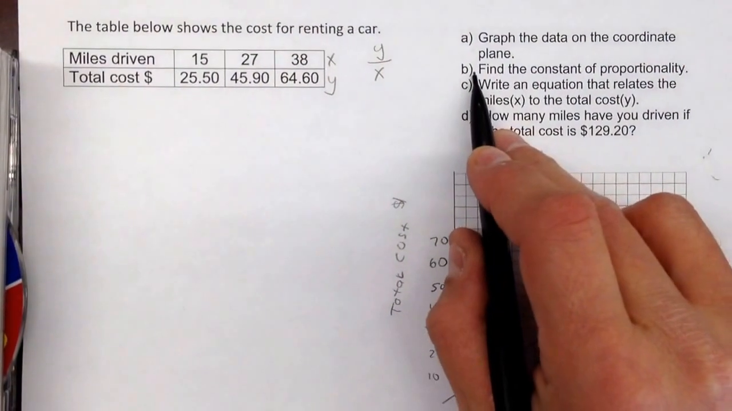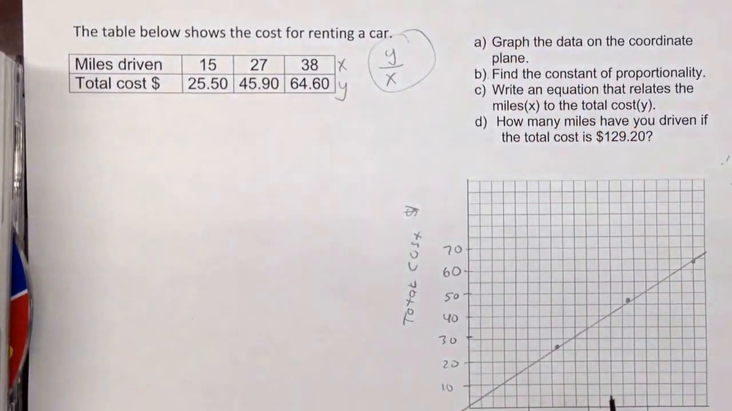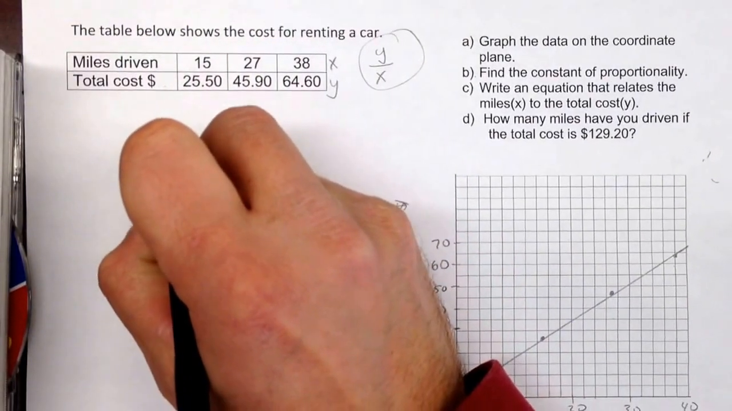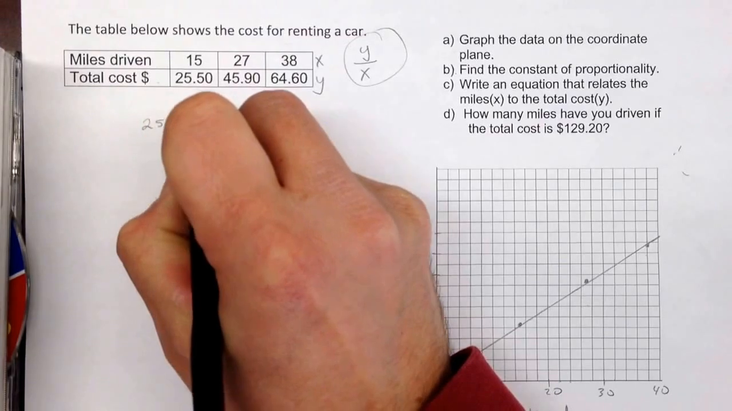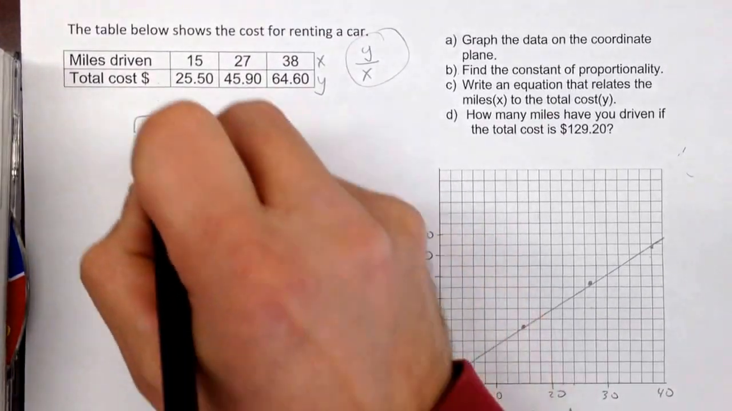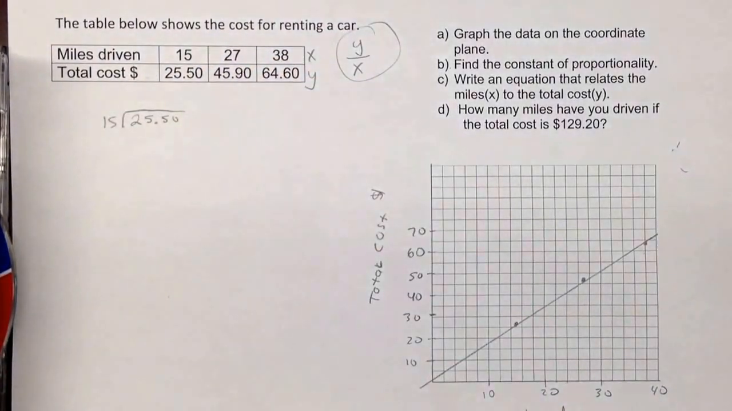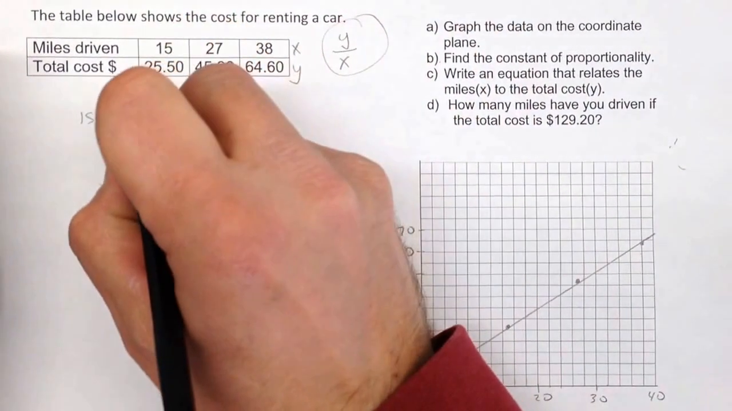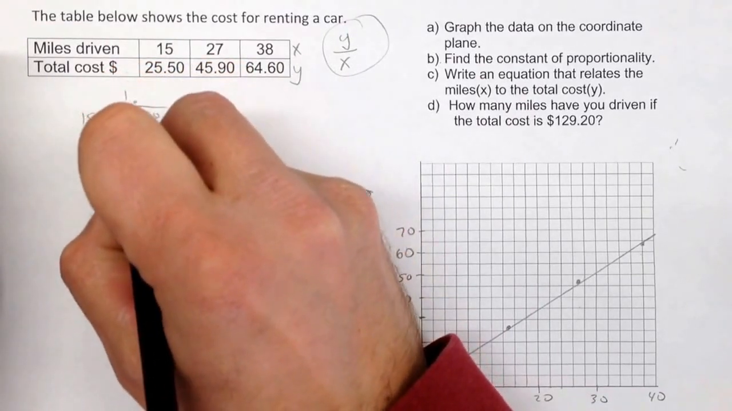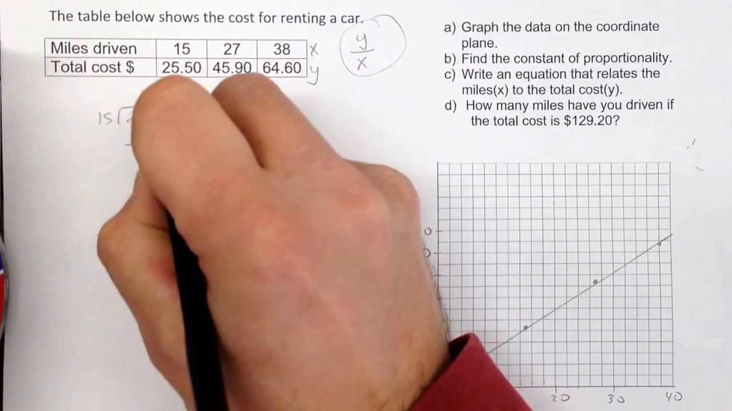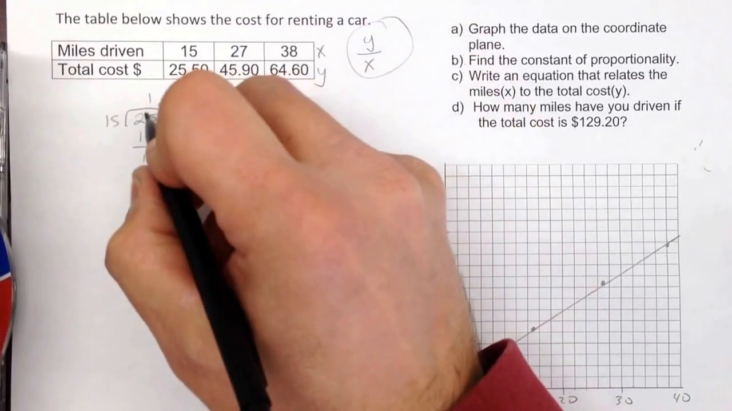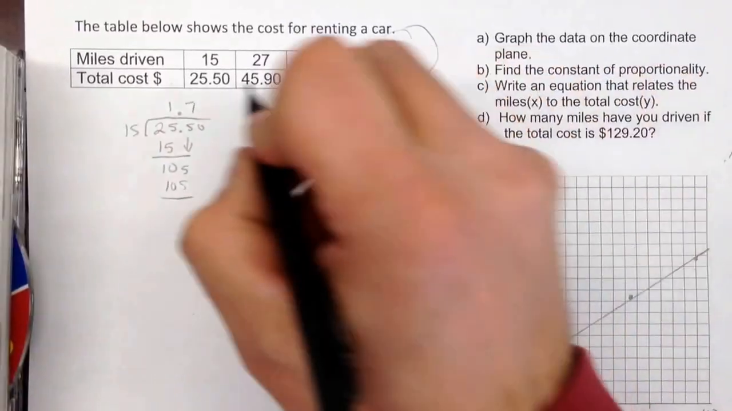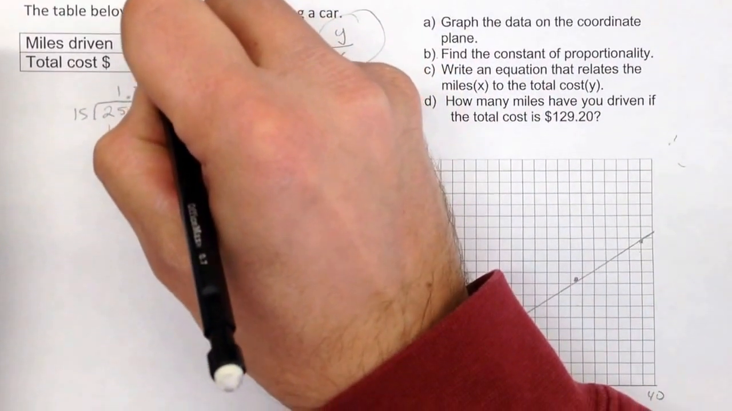Now it wants us to find the constant of proportionality. Remember, that's y over x. So we're going to take each of these y's, which is the total costs, and divide it by the miles driven. You can do this in terms of fractions, or you can do it with decimals. It doesn't make a difference. It's up to you. So I divide, put the decimal up, goes in 1 time. 15 gives me 10. Bring down the 5. And that gives me 7. Goes in 7 times. That's going to be 105. So the first one, the constant of proportionality, is 1.7.